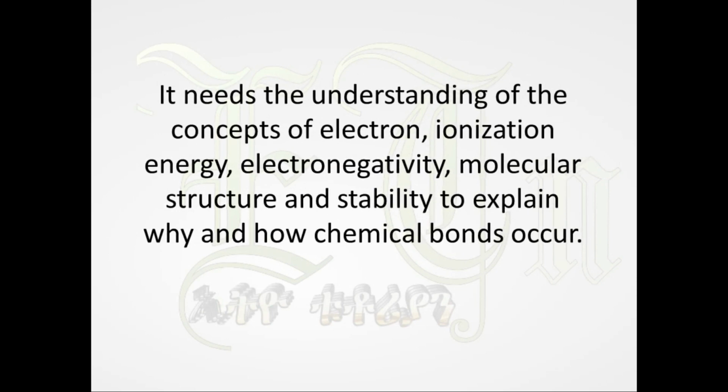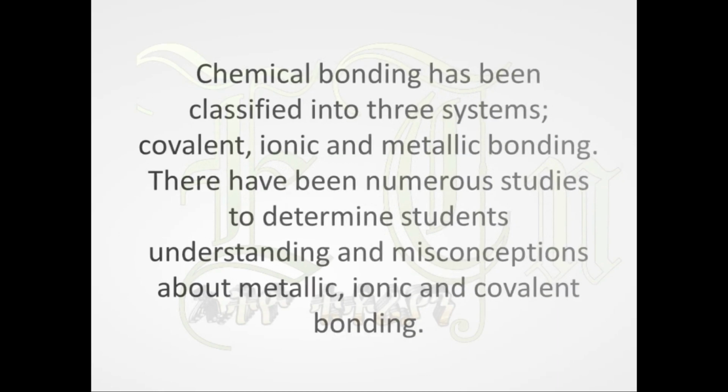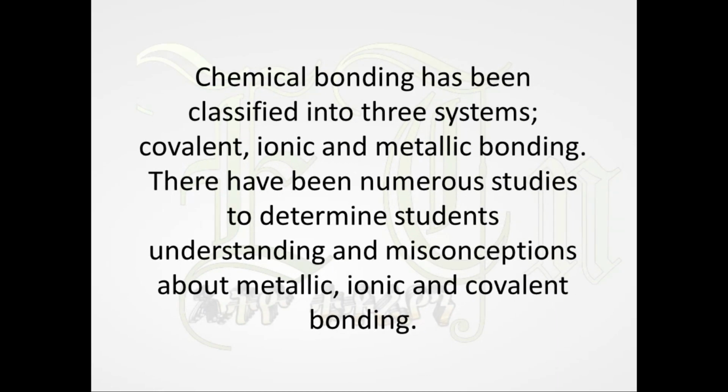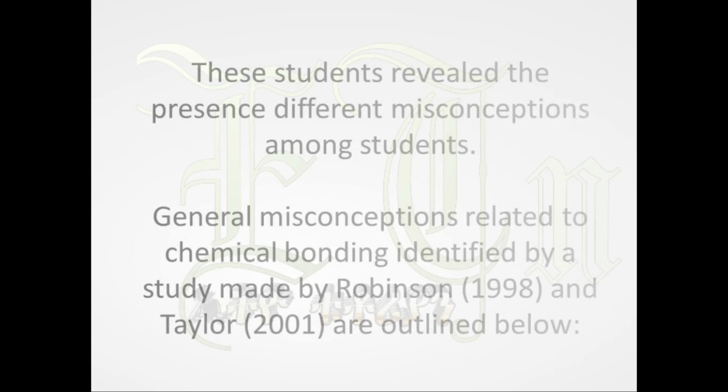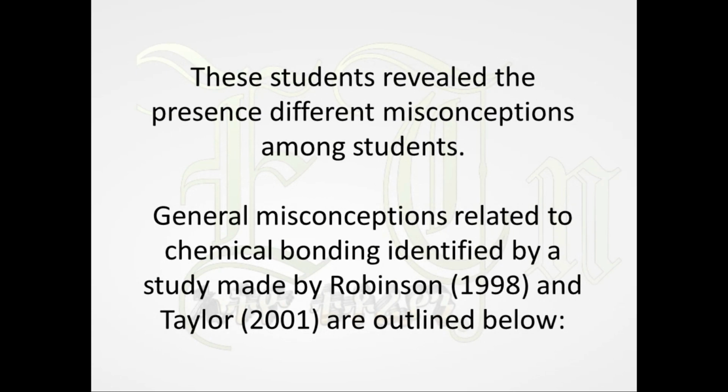It needs the understanding of the concepts of electron, ionization energy, electronegativity, molecular structure and stability to explain why and how chemical bonds occur. Chemical bonding has been classified into three systems: covalent, ionic and metallic bonding. There have been numerous studies to determine students' understanding and misconceptions about metallic, ionic and covalent bonding. These studies reveal the presence of different misconceptions among students.